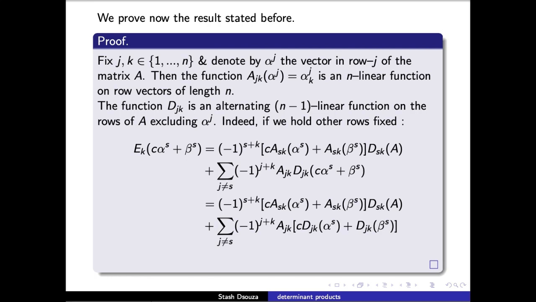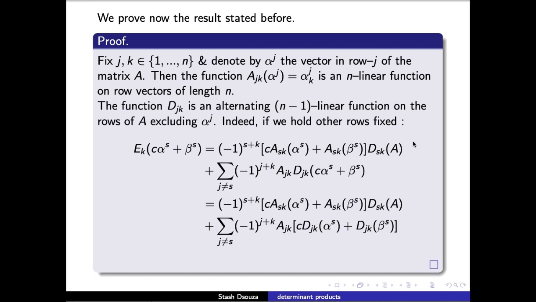So indeed, now if we hold the other rows fixed and simply alter row S of the matrix A, and we do that by taking a linear combination of vectors alpha S and beta S in row S as C alpha S plus beta S, and we evaluate Ek on this new matrix with just the row S altered, all other rows being held fixed, we now compute the value of Ek using the definition.